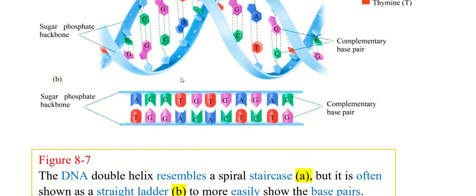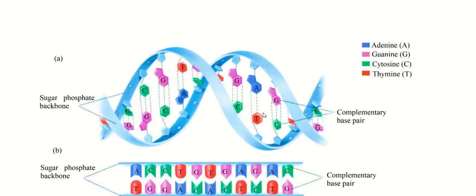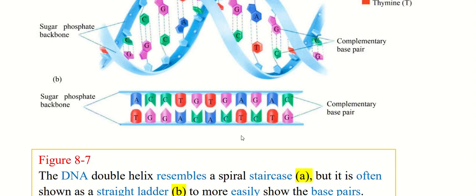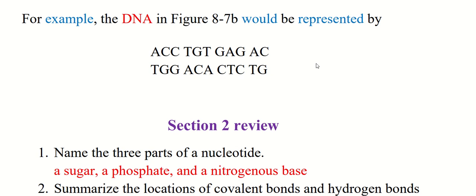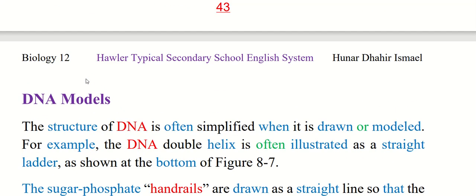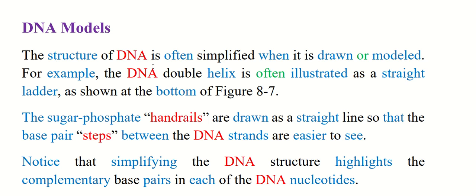So DNA models: this is the first DNA model. Then it is simplified, making this type. Finally, they make this model, only writing the nitrogenous bases. What are DNA models? The structure of DNA is often simplified when it is drawn or modeled. For example, the DNA double helix is often illustrated as a straight ladder.